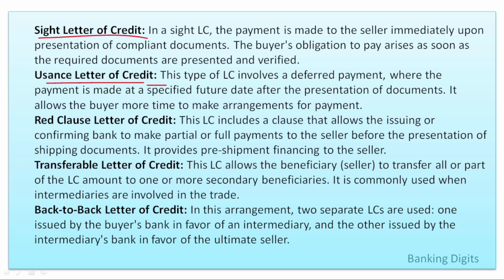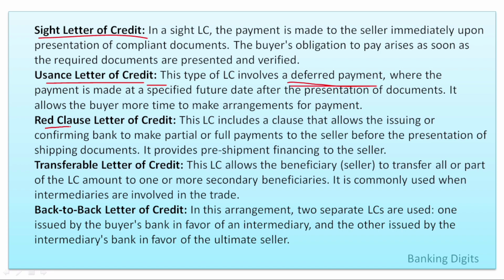Usance letter of credit. This type of LC involves a deferred payment where the payment is made at a specified future date after the presentation of the documents. It allows the buyer more time to make arrangements for payment. Here, the applicant collects the documents from the issuing bank after submitting an unconditional acceptance to the issuing bank stating that they will pay on the due date. Due date means after a certain period of time.